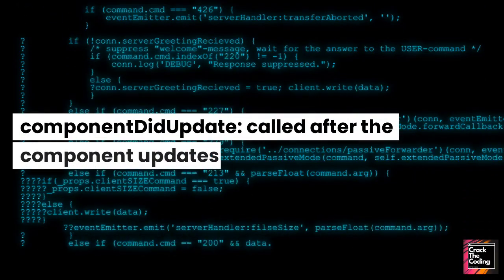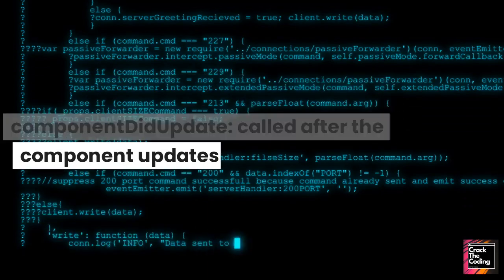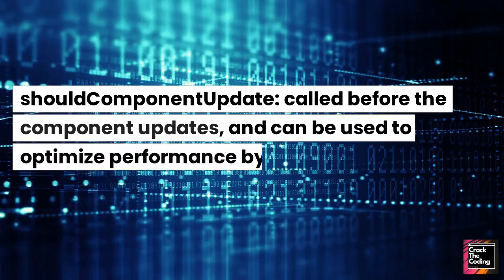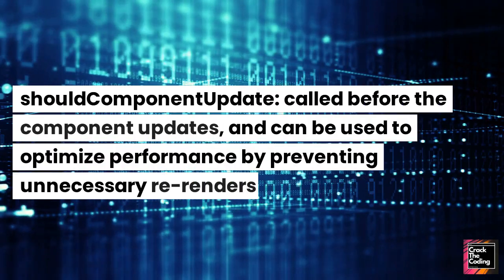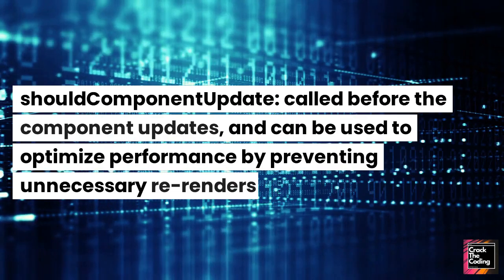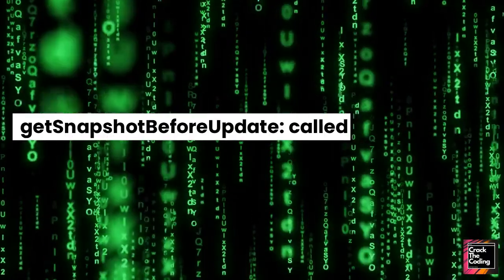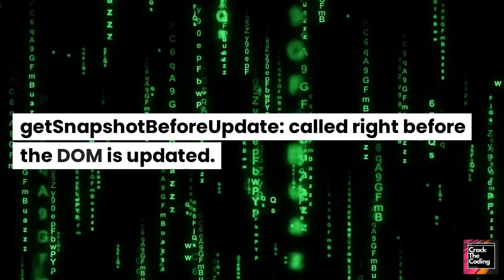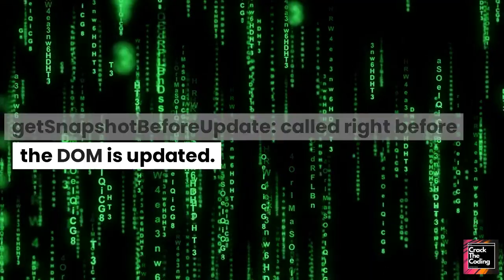componentDidUpdate: called after the component updates. shouldComponentUpdate: called before the component updates, and can be used to optimize performance by preventing unnecessary re-renders. getSnapshotBeforeUpdate: called right before the DOM is updated.